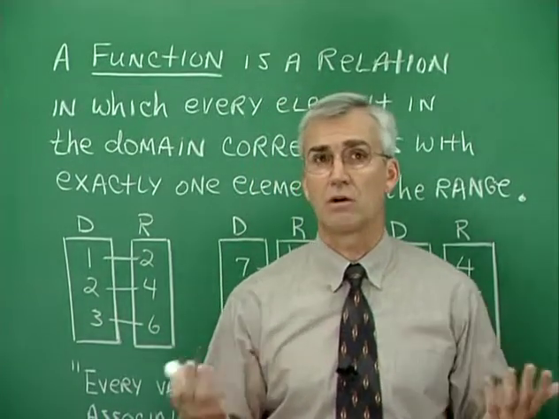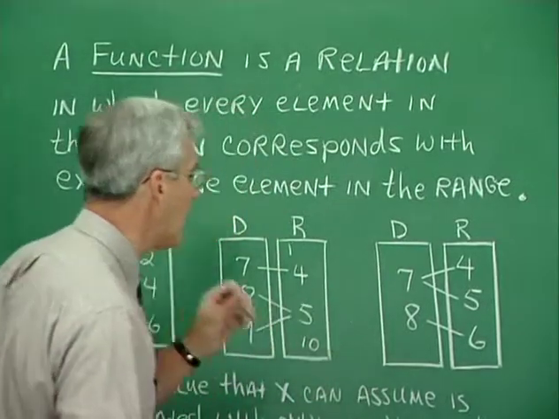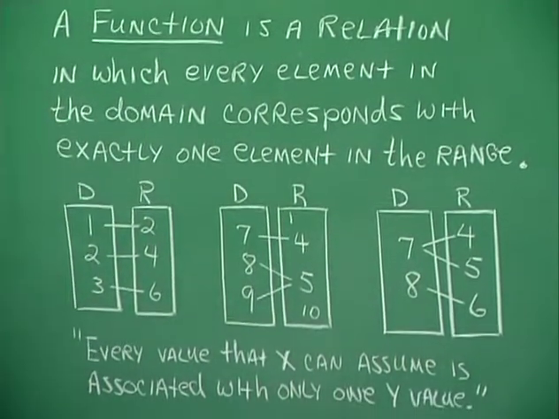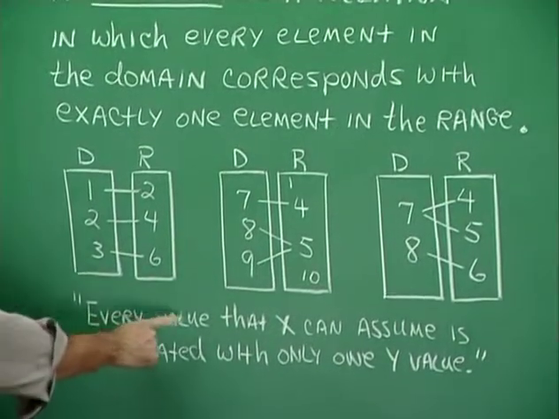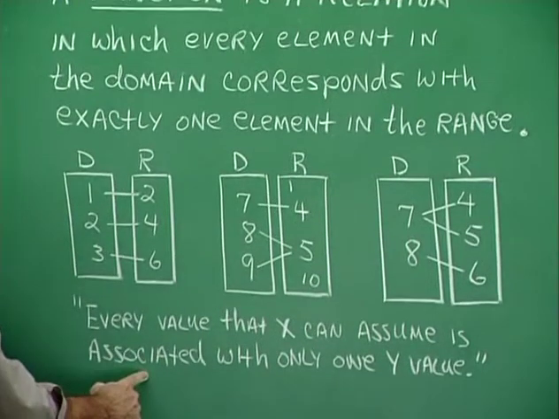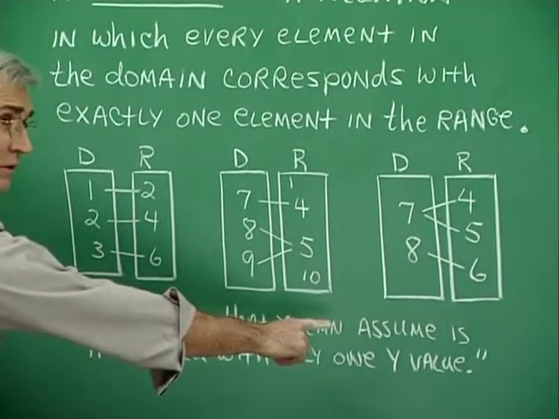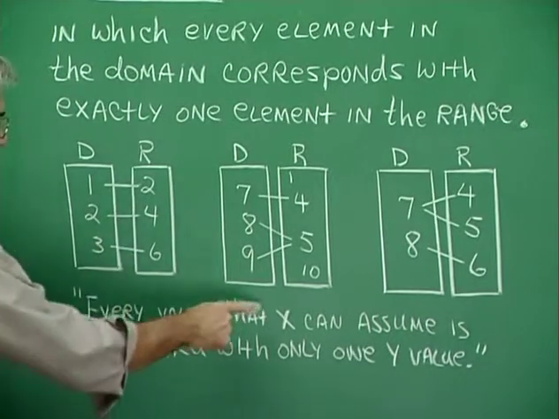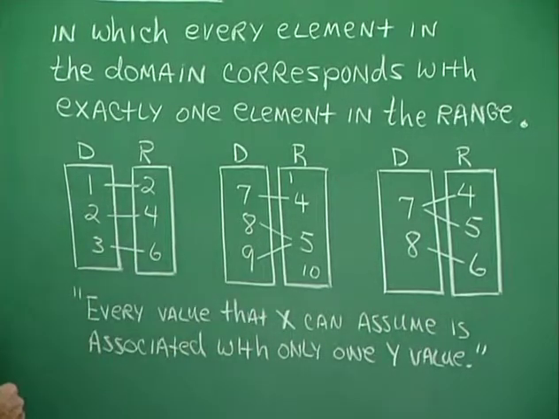Here we're looking at ordered pairs. Now another way to look at the situation, kind of paraphrasing what we have here, is this: every value that x can assume is associated with only one y value. You see, it's the same exact idea. We just don't like to confine ourselves to x's and y's.